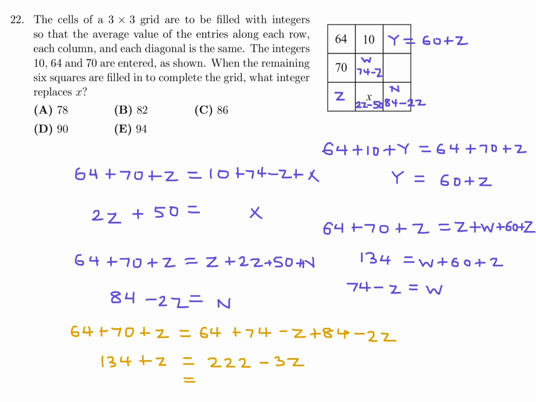So that looks like it will be 4z, and that will be 222 minus 134, which is 88. Okay, so that means z is 88 divided by 4, which is 22. Great, I got an actual numerical value after all of this comparison. So they want x, right? So x is that, which is, what is it, 2z minus 50, right? So that's going to be 2z plus 50, sorry. So that's going to be 44 plus 50, and that is 94. Great. Number 22, the answer is E.